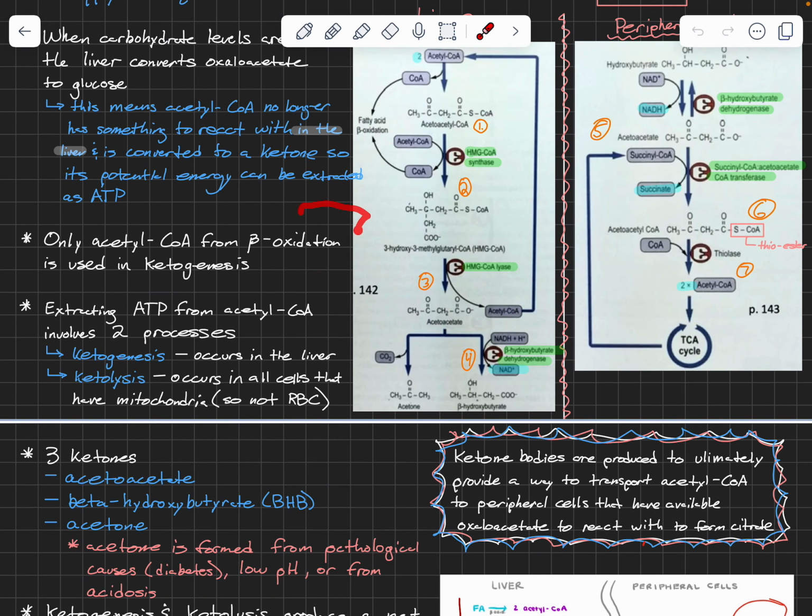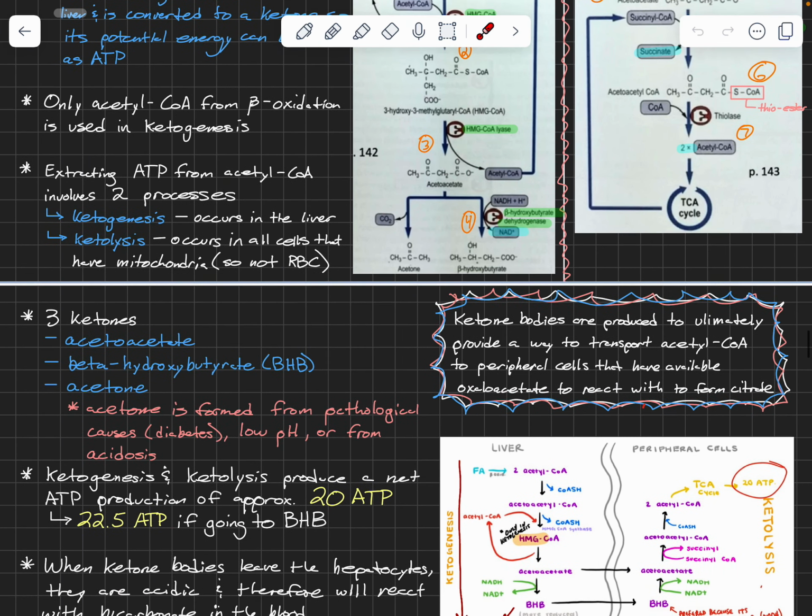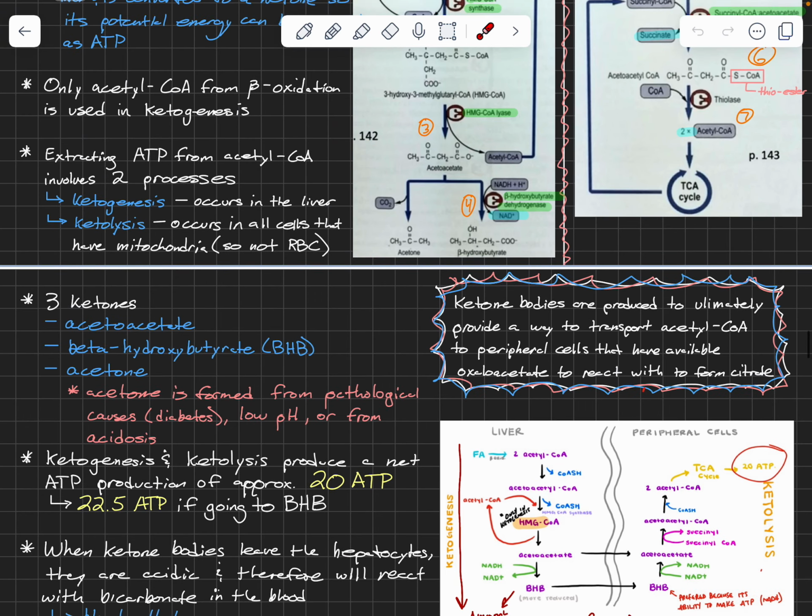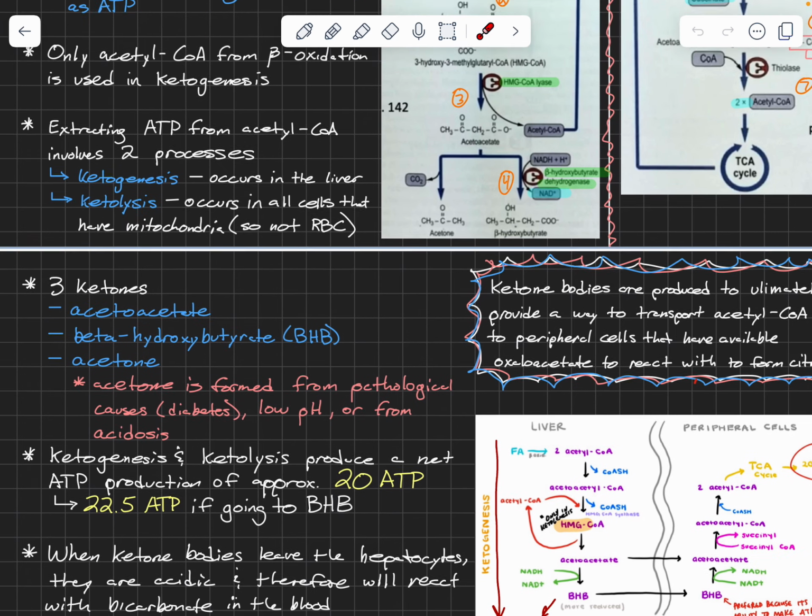Lock that fact into your brain. So if you are producing acetyl-CoAs from just carbohydrate ingestion through glycolysis, those can be used for the TCA cycle and everything else, but only acetyl-CoAs from beta oxidation can be used in ketogenesis. And we have a couple different processes that we're going to be talking about. We're going to have ketogenesis, which is basically the creation of a ketone body, and then we're going to have ketolysis, which is the breakdown of the ketone body for energy.